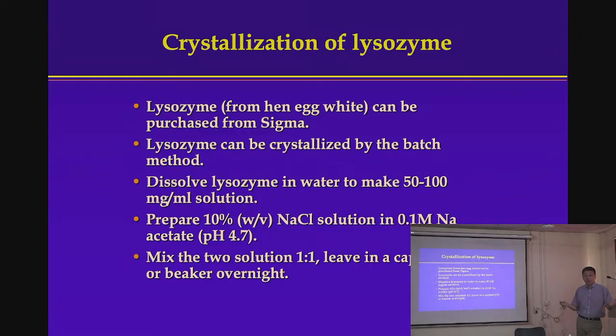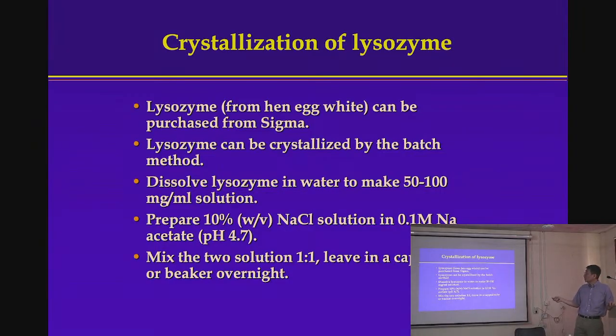So how do you crystallize lysozyme? Well, first you need lysozyme. How do you get lysozyme? You buy from Sigma. Well, Sigma's in India, is that right? Yeah, okay, so you know what that is. You just order it, that's it. You get 100 grams, whatever. Then you crystallize using something called the batch method, which is different from vapor diffusion.